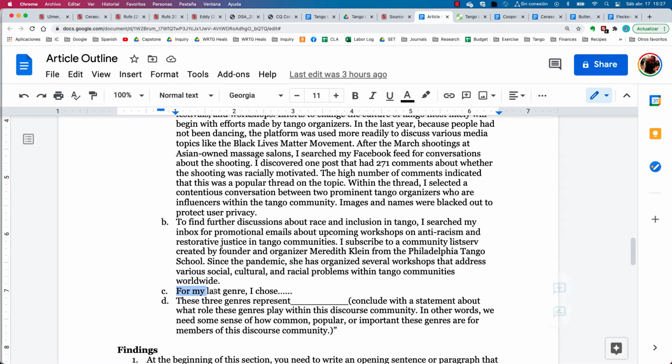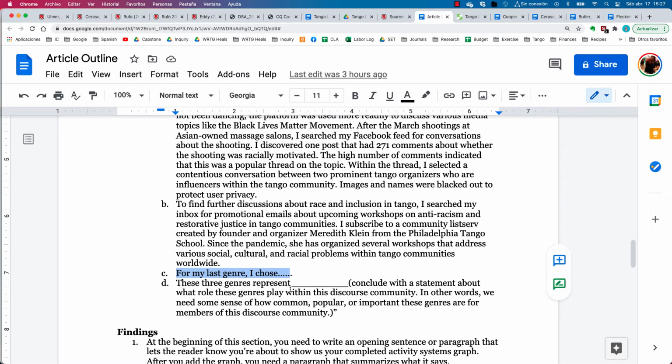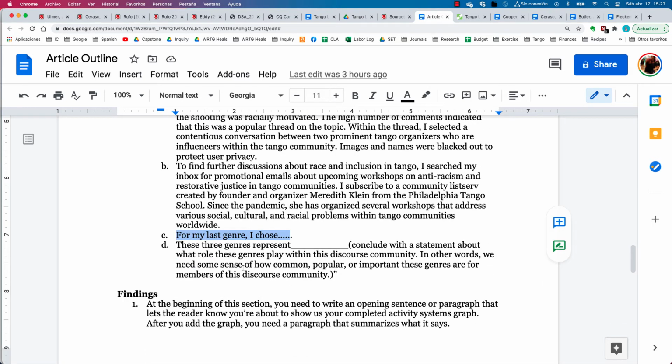And then I would do that for my last genre, right? So you can use that transition. You can copy that transition. And that's the thing about writing articles like this, is that we tend to copy each other's phrases to help organize this complex research. And then you need a closing sentence, or it could be a closing paragraph. These three genres represent... So you're concluding with a statement about what role these genres play within the community.